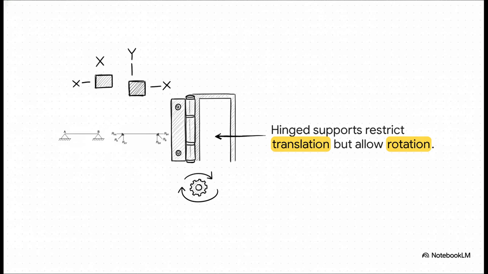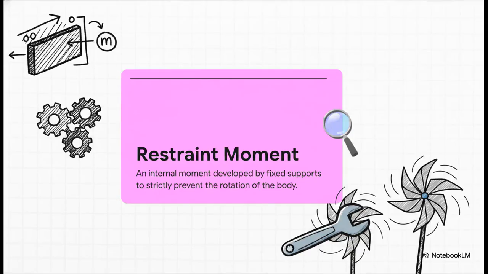It can still pivot. And this leads us to a massively important definition, the restraint moment. This is an internal moment developed by fixed supports to strictly prevent the rotation of the body. You absolutely have to understand this. Without this internal restraint moment physically designed into the joint, a fixed structure subjected to an off-center load would just spin like a pinwheel and completely collapse.